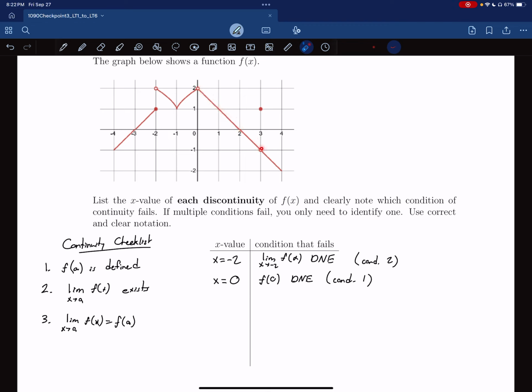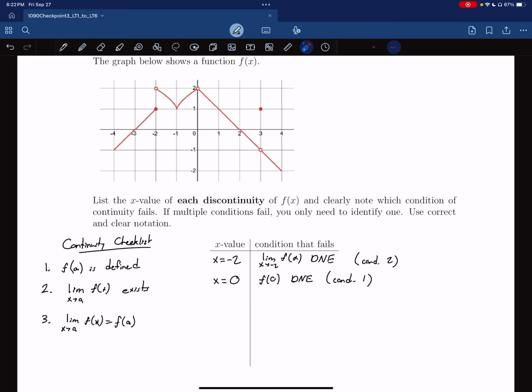I have another hole here. Let's go through our conditions. Is f of a defined? Yes, it is, right here: when x is equal to 3, y is equal to 1. Then let's look at the limit as x approaches a. Does the limit exist? I go from the left and I approach -1, and I come from the right and I approach -1. So that limit exists, that's fine.